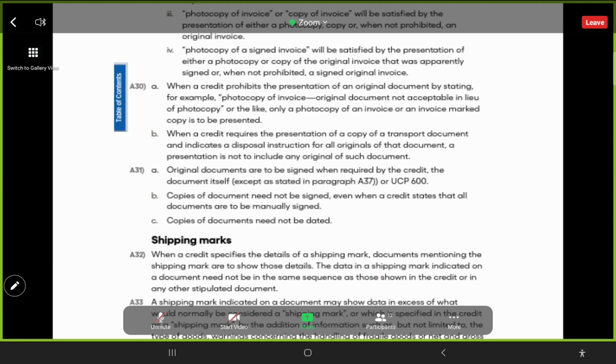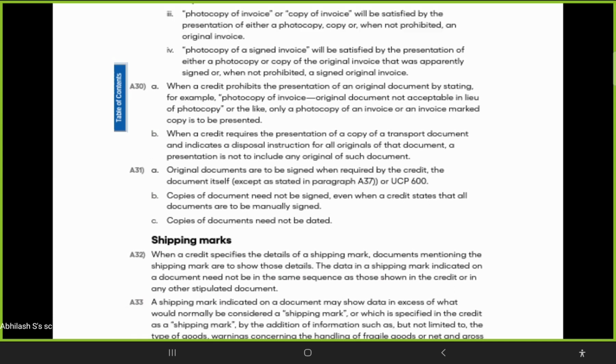Copies of documents need not be signed even when a credit states that all documents are to be manually signed. So if you have a provision in an additional condition saying that all the documents are to be manually signed, it means that all the original documents, even if they are not using the word original, and simply they are having a condition saying all the documents are to be manually signed, we will only apply that logic to original documents. So copies of documents need not be signed at all. Copies of documents need not be dated again. The same logic. For photocopies, we don't look for a date or a signature.